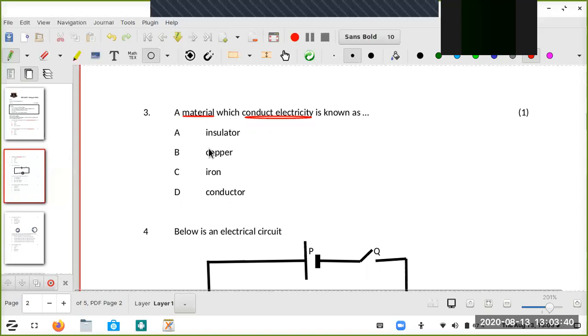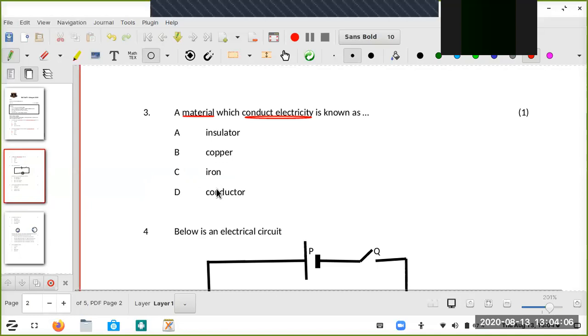But before I say it's copper, let me see what I have there. There is iron. Iron is also a conductor. So I have two answers here. Since there are two answers, let me check the fourth one. It's conductor. So these three are correct; they all conduct electricity.